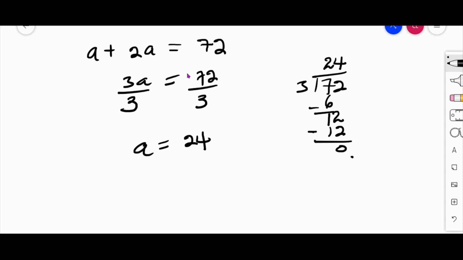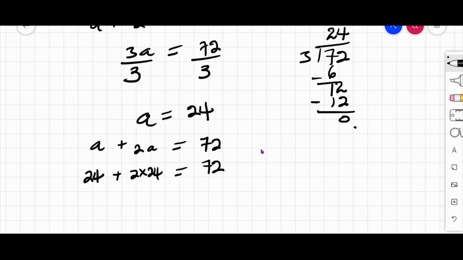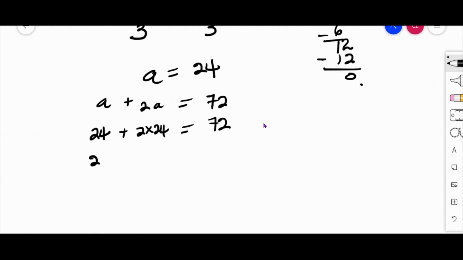So let's look at what this is. So if A plus 2A is equal to 72, this is 24 plus 2 times 24 will give us the 72. Let's look at what this number is. This would be 24 plus 24 times 2, and this would be 48 plus 24 should be equal to 72.